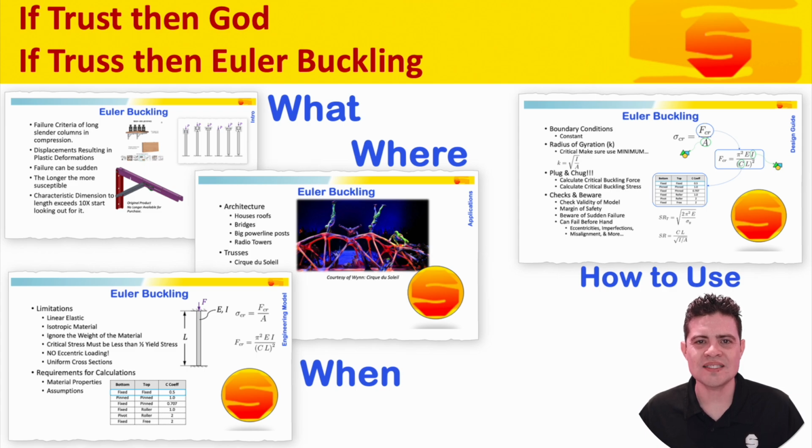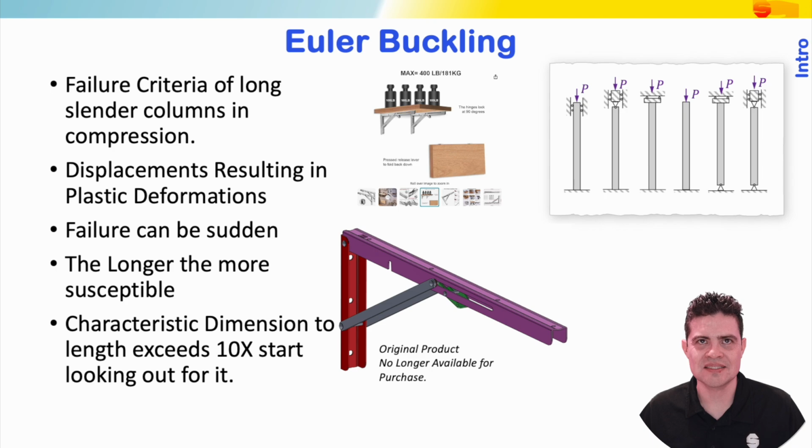This is the what, where, when, and how to use Euler buckling. In summary, if truss, then Euler buckling. If it's a truss, then do your Euler buckling analysis. So Euler buckling is applicable to trusses. What are trusses? Links in compression.